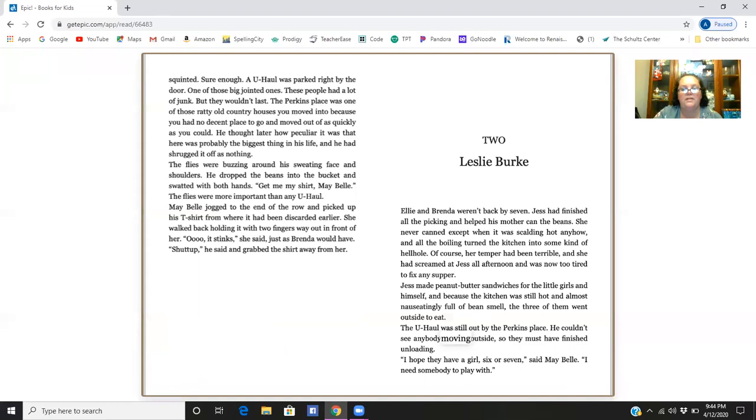The flies were buzzing around his sweating face and shoulders. He dropped the beans into the bucket and swatted with both hands. Get me my shirt, Maybelle. The flies were more important than any U-Haul. Maybelle jogged to the end of the row and picked up his shirt from where it had been discarded earlier. She walked back, holding it with 2 fingers way out in front of her. Oh, it stinks, she said, just as Brenda would have. Shut up, he said, and grabbed the shirt away from her.